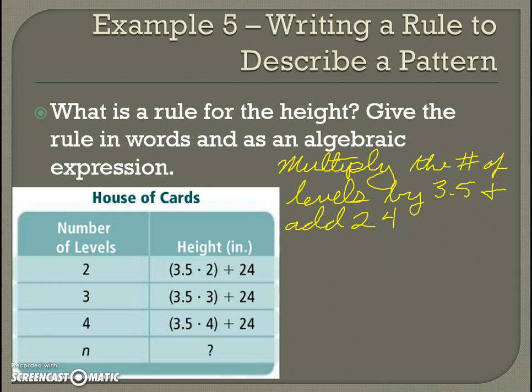The next thing is you're asked to write it as an algebraic expression. So in this, I have the number of levels being represented by n in that chart. It says here, multiply the number of levels by 3.5. So if I have n number of levels, I'm going to have 3.5 times n, and then I add 24 to that value. So right here, this is my algebraic expression. So hopefully you paused your video and you wrote down this problem and then you wrote out the answer so that you have good notes. Because again, I will not help you if you do not have those notes.